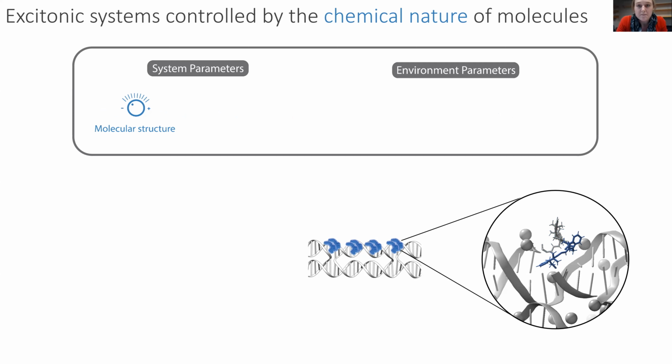First we'll introduce the knobs that we're able to control with this tunable excitonic system. In terms of system parameters, we're able to control the molecular structure, which drives the transition energy of these types of systems. We're also able to control the intermolecular or electronic coupling between subsequent chromophores. This is what allows us to generate delocalized excited states, very similar to what's seen in any kind of natural light harvesting system.